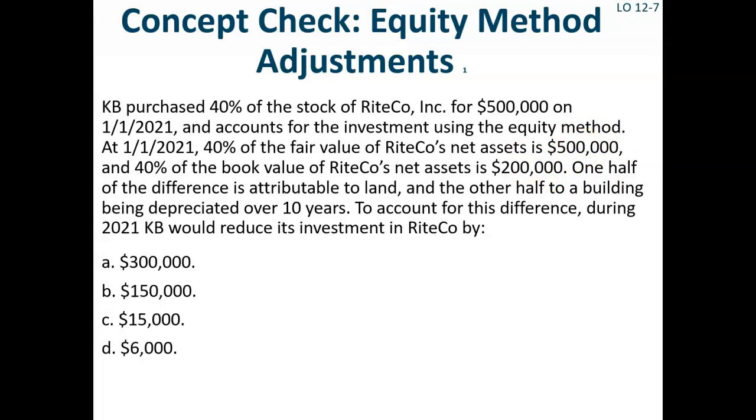Half of that difference is attributable to the land, which is not depreciated, and half is attributable to the building that is being depreciated over 10 years. We can assume straight line depreciation. So $300,000 divided by 2 equals $150,000 attributable to the building, divided by 10 years equals $15,000 depreciation adjustment per year.